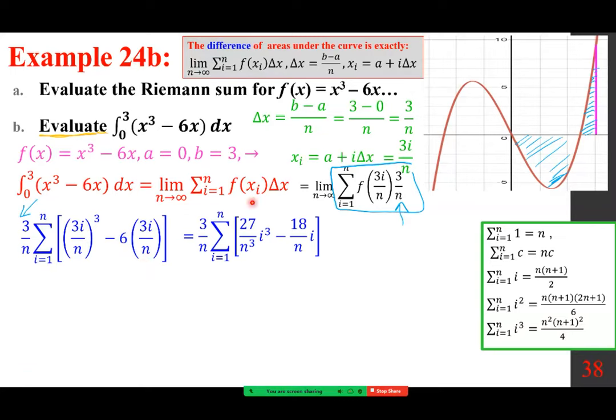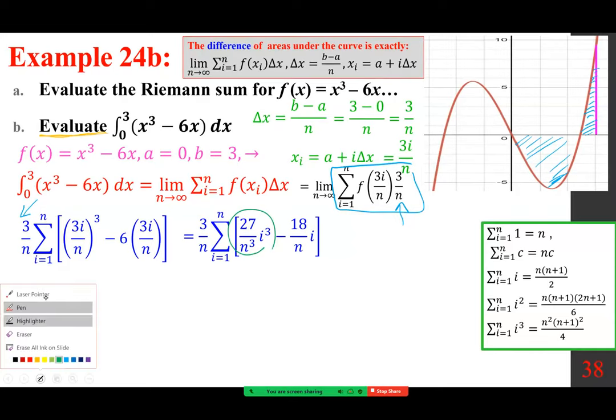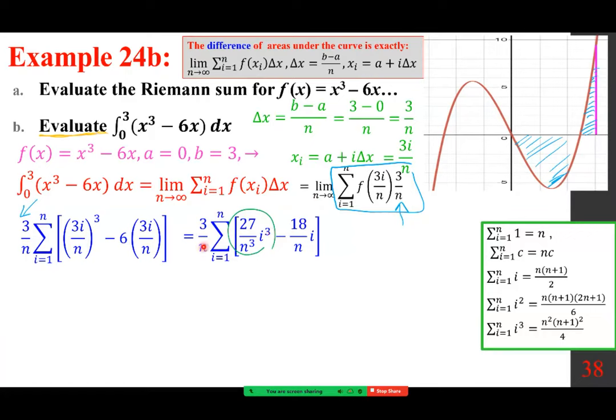So this part, 3 times 27 is 81 over n to the power of 4 times i cubed. Okay, so this part only is 27 over n cubed. Now this part, 3 times 18 is 54, so minus 54 over n squared times the summation of i. What we are doing, again, take a look at here. We want to have 1, or i, or i squared, or i cubed, because this summation we know the answer. We are going to replace this summation with n squared times (n plus 1) quantity squared over 4. And this summation, we are going to replace with n times (n plus 1) over 2.